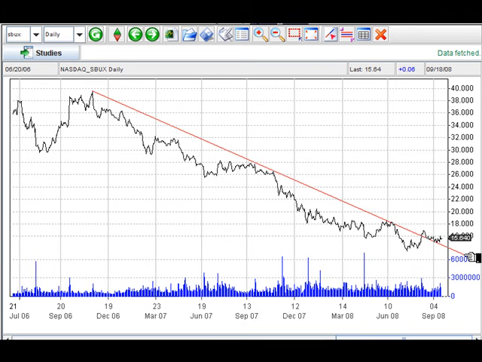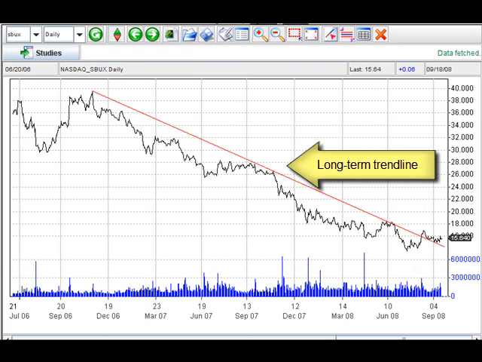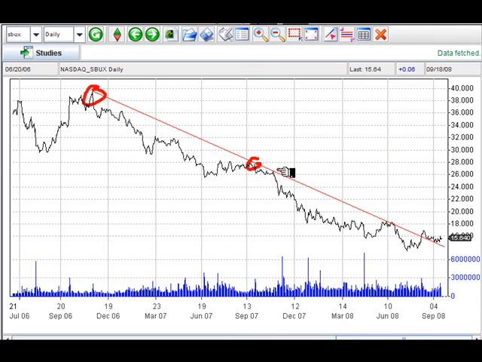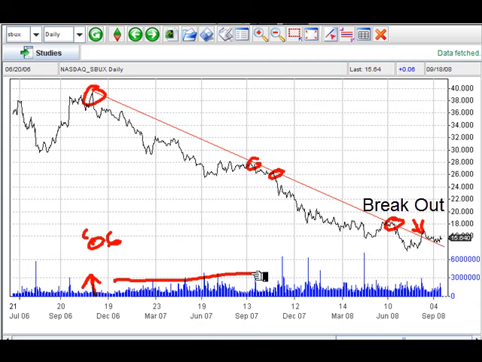Now, this is what we think is really important. With a classic trend line, and we have a classic trend line here, it has to touch 3 points. 1, 2, 3, 4, and the breakout was right here. If you look at this, you're talking about a trend line that goes all the way back to the November, December period of '06. So you're looking at a substantial amount of time that Starbucks has been in a downward trend.